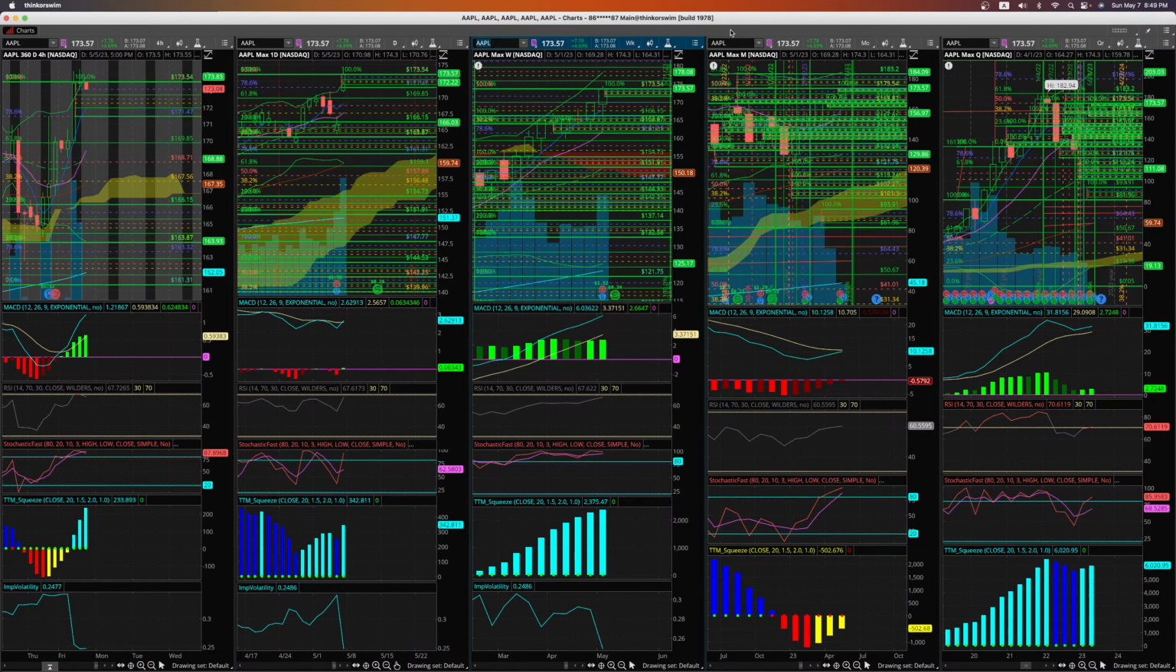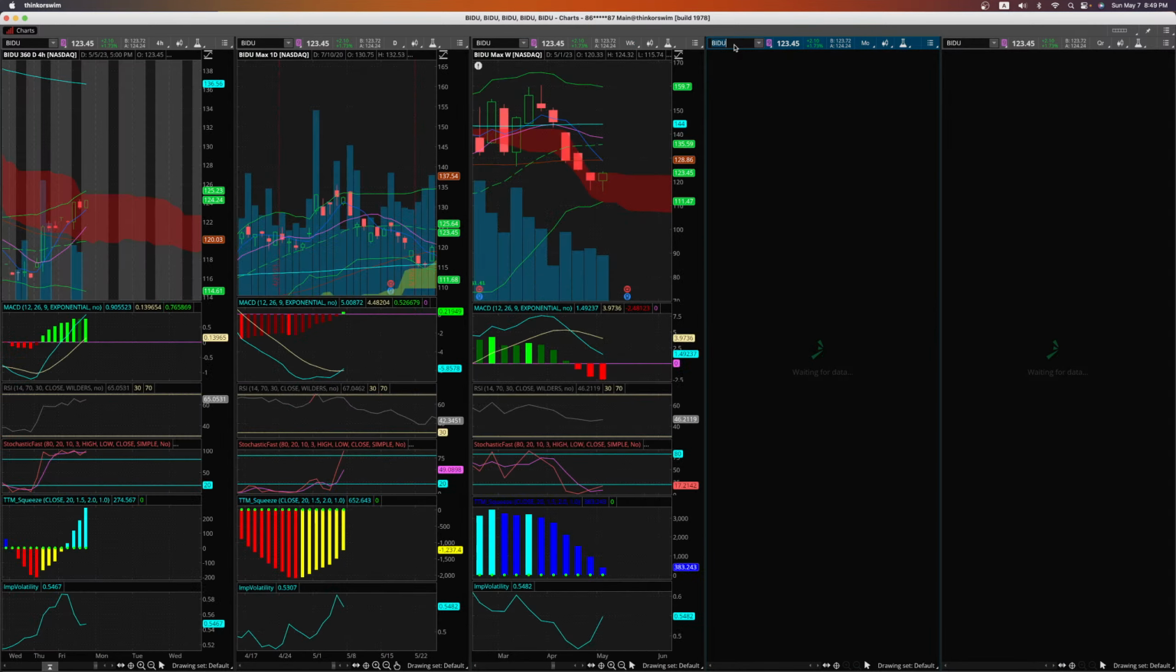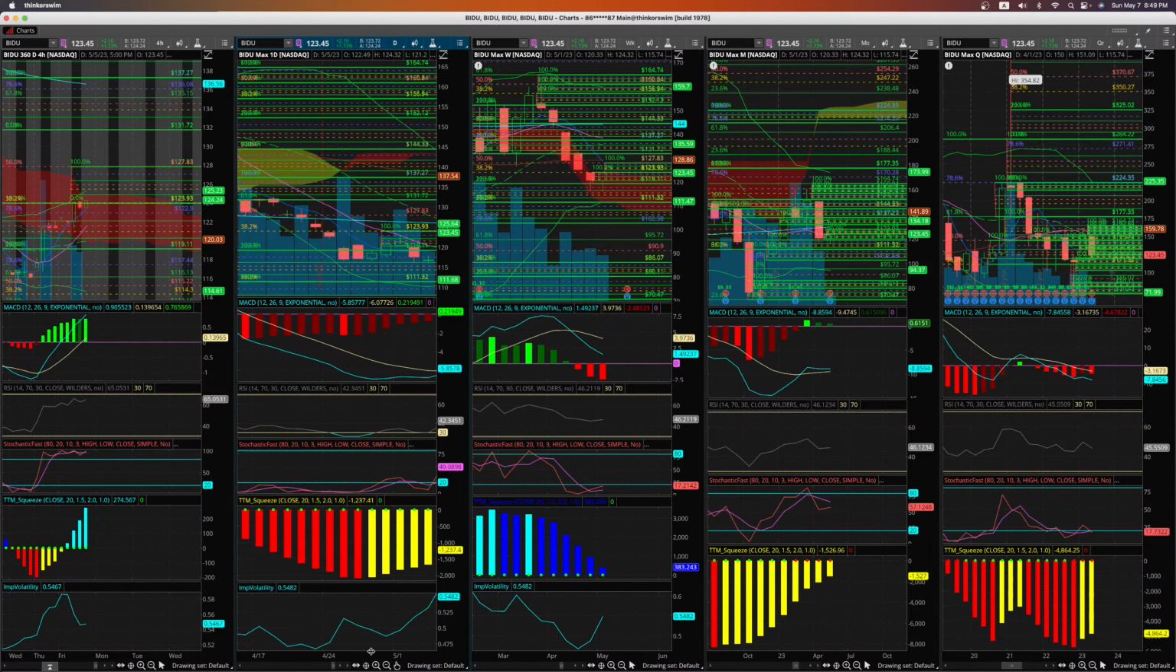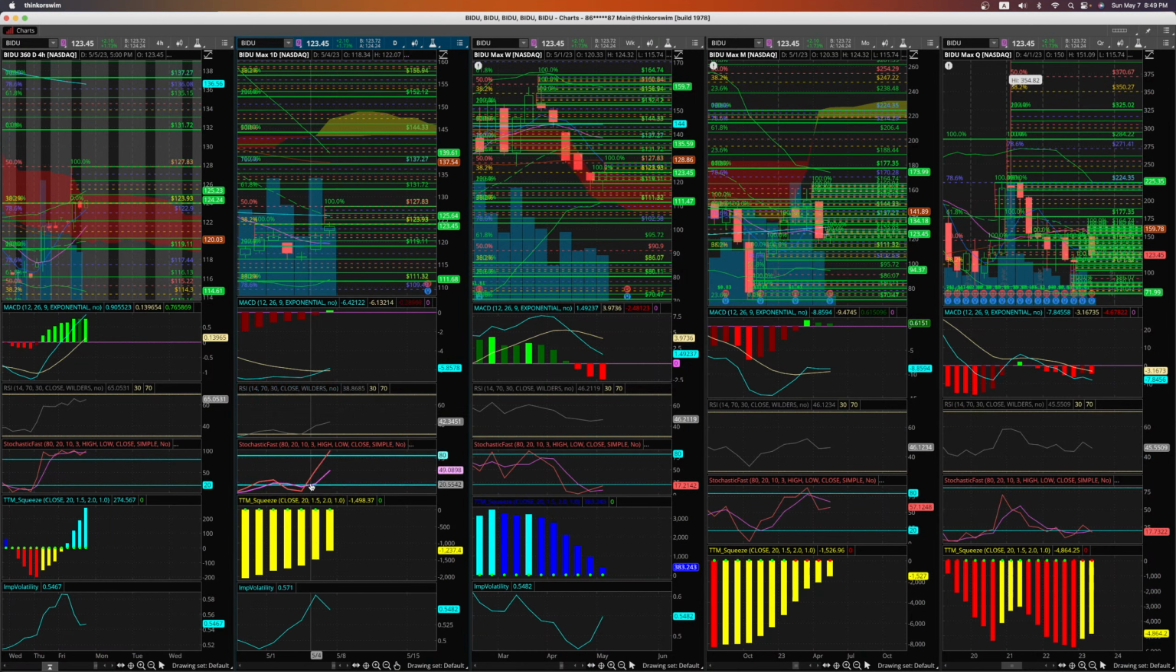Okay, so let's look at another name like Baidu. Baidu is really interesting. The daily chart right now has a golden cross. You see that? But before the daily golden cross, the statistic fast 3 days ago gave you an earlier sign. The statistic fast gives you an earlier sign that this is about to jump up. After that, we got a confirmation 3 days later, the MACD golden cross.